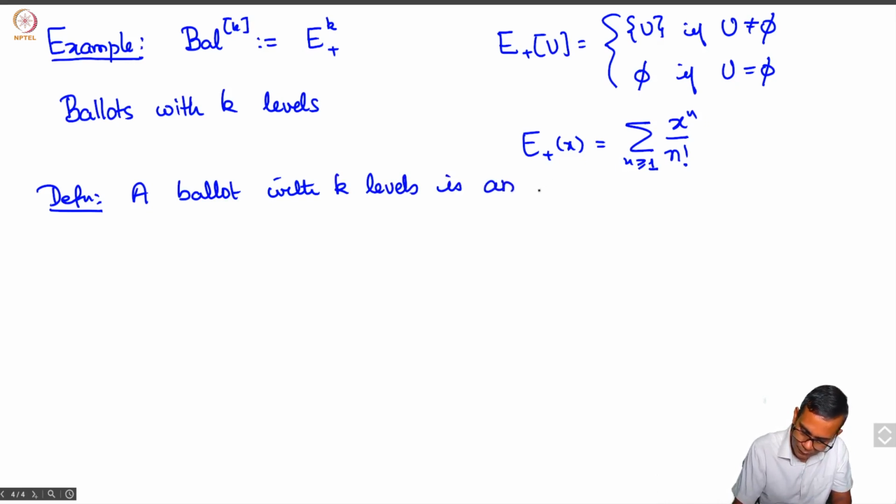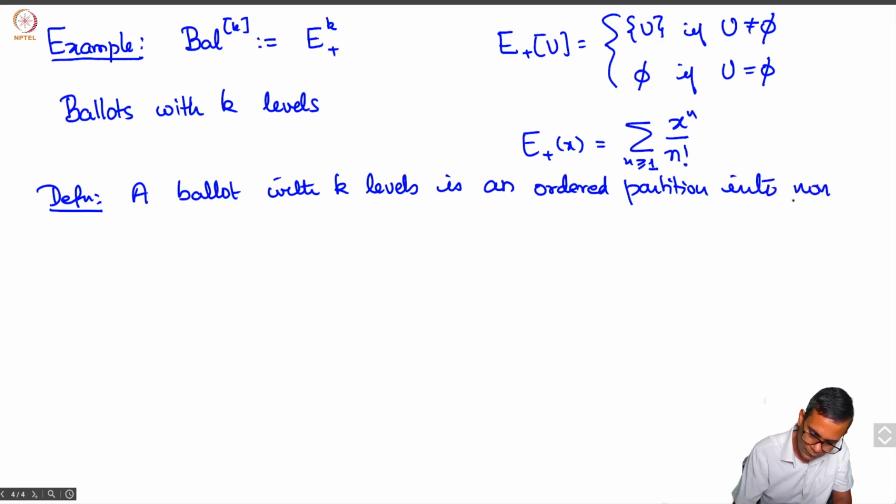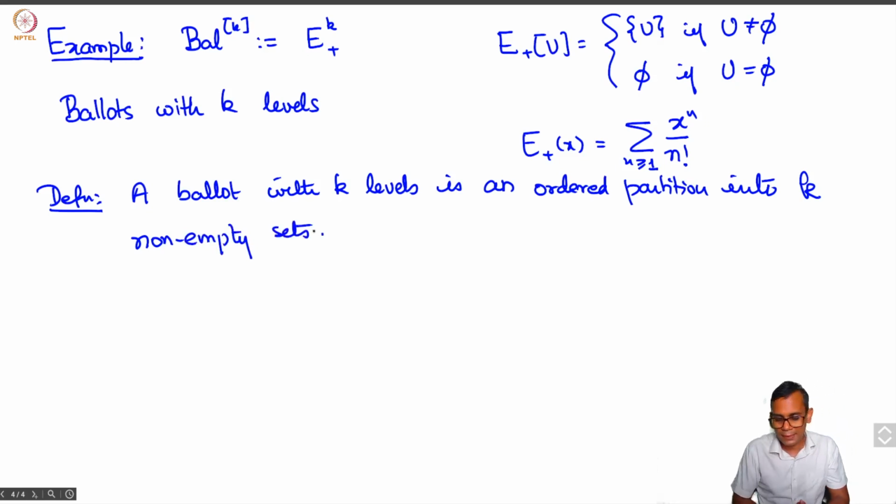an ordered partition into non-empty sets, into k non-empty sets. So Bal_k is the species of ballots with k levels.